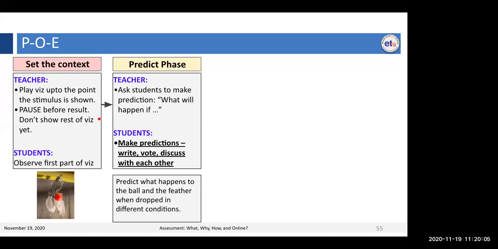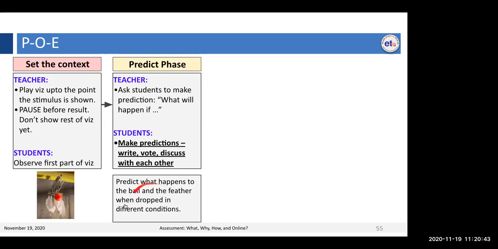In the predict phase, you are setting the context. Then once you set the context, in the predict phase you can ask students what will happen if, right? So this is what I also did. Students or participants will make predictions; they can write, they can vote, they can discuss with each other. There are so many things you can do: think, pair, share, peer discuss, peer instruction, and many things you can integrate depending on the situation. Currently we are online, so I didn't propose a discussion, rather I used just voting and the chat responses.